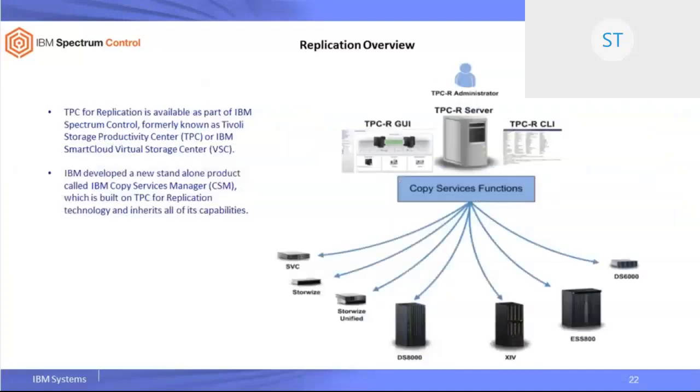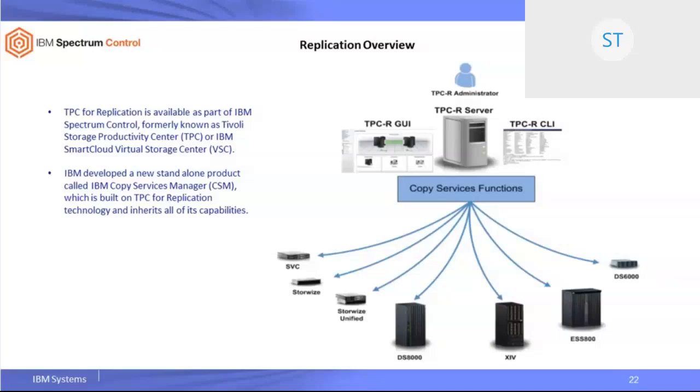So moving to the next slide, I'll be taking up replication over here. Replication, though it was a part of older versions, that is TPC for replication was a part of Tivoli Productivity Center. Since the change in brand name to Spectrum Control, TPC for replication has been renamed to a separate product called Copy Services Manager. It has a separate license, but it can be continued with TPCR licenses, that is, TPC for replication licenses. So Copy Services Manager is a new product for your replication.